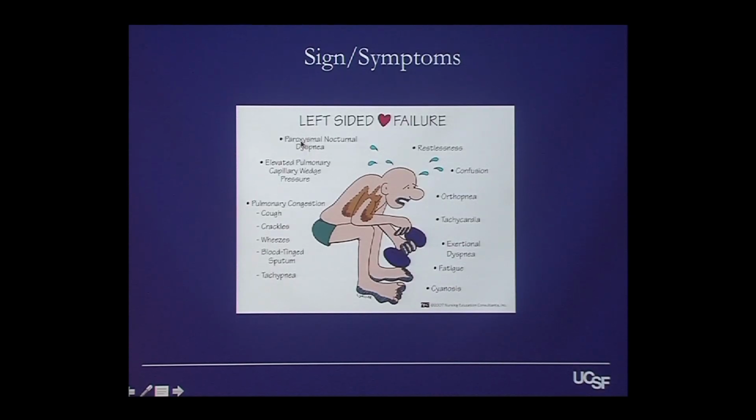And something called paroxysmal nocturnal dyspnea. This basically means that patients will wake up at night kind of gasping for air. Sometimes they'll say they need to go to a window to catch their breath. This is all a sign that they have a lot of congestion in the lungs and signs for heart failure.